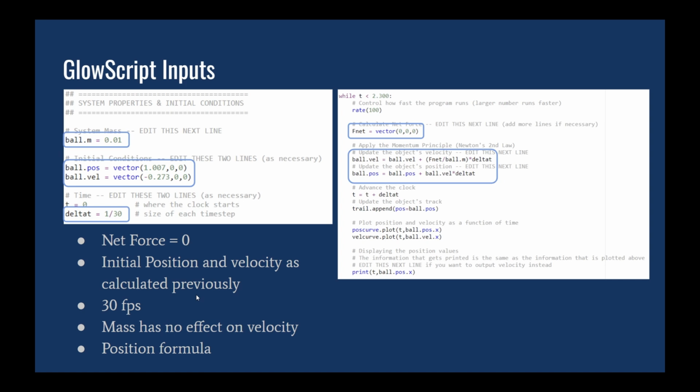And for our GlowScript inputs, the first thing that I changed in the code was the net force, and I made this 0, and then the initial position and the velocity as we calculated before. Because the video was in 30 frames per second, I changed the delta t to 1 over 30, and since mass has no effect on the velocity, it basically cancels out. And then I updated the velocity to include the position formula.